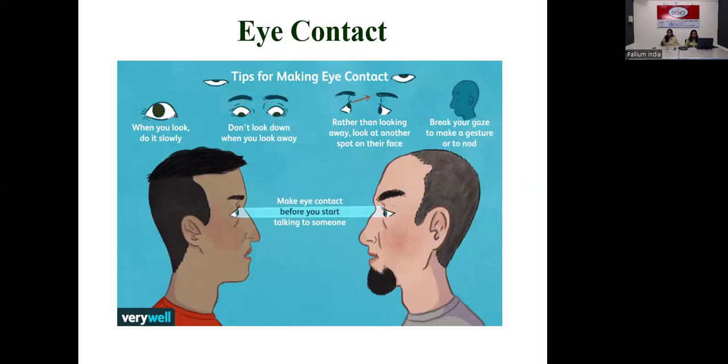So make eye contact before you start talking to someone. Eye contact is very mandatory. It helps us in establishing a proper relationship with the patient. It's not just the patient, with any person. If you're trying to establish a proper relationship, the beginning itself starts with eye contact.